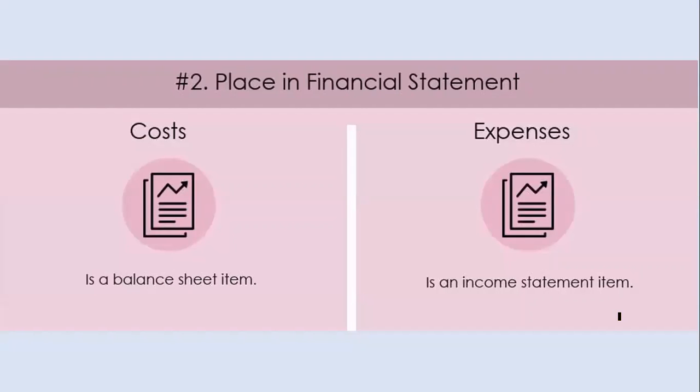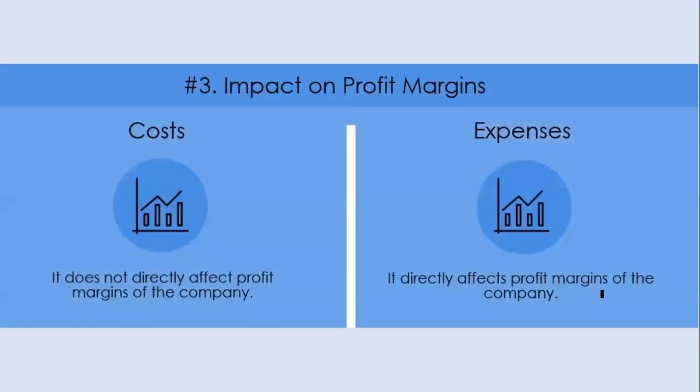In the financial statement, cost is a balance sheet item, but the expenses is an income statement item. All right. So this is a balance sheet item, and this is an income statement item. All right. When talking about profits, costs does not directly affect profit. Expenses directly affect profit.